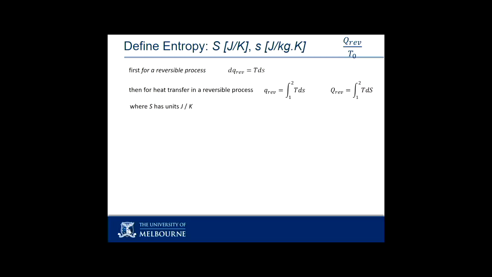I can integrate from 1 to 2 over S. I don't yet know how T changes with S, so it's not an easy integral to do. But I can begin to write down the integral. I can tell you that if I were to integrate it, then I would get Q. This goes back to that point of, for reversible processes on the TS diagram, the area under that would be heat transfer.